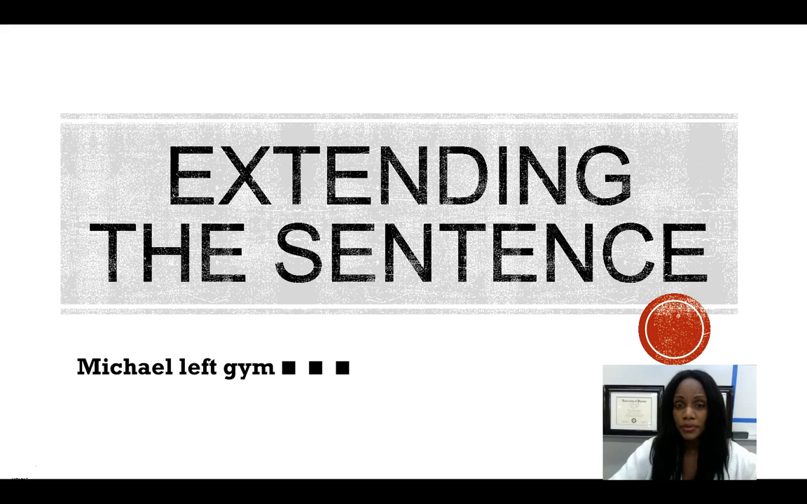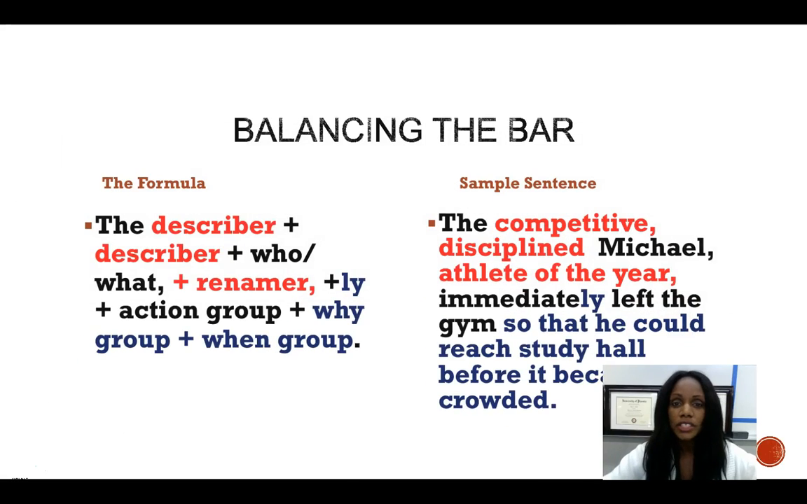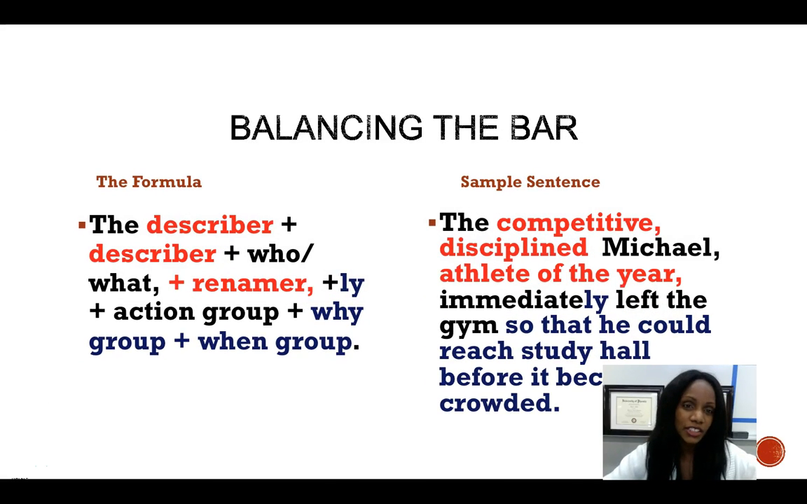But before we do that, let's just take it back from our last video. We look at balancing the bar, which essentially just means to add some information in the sentence to describe or extend on the idea of the who or what, or the subject or the noun, and that part is in red in both the formula as well as the sample. And then we also talked about how to extend or expand the action in the sentence. In this case, it's in blue.